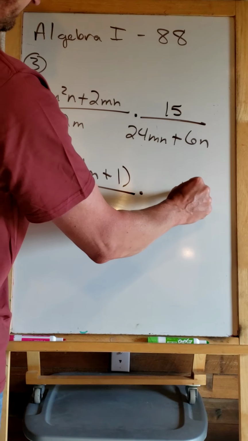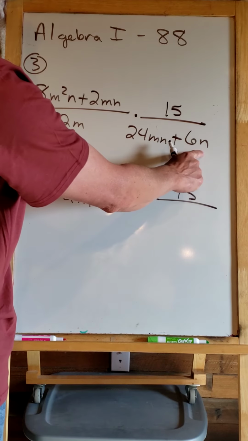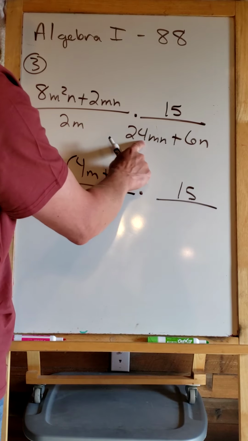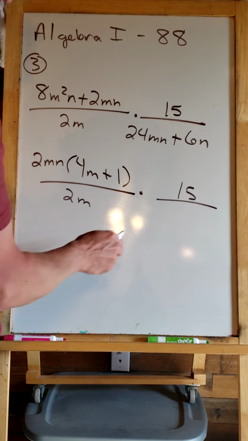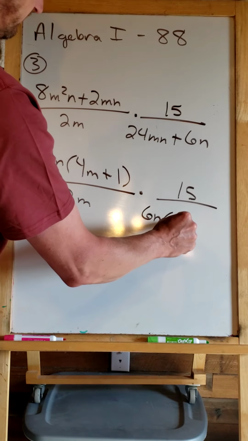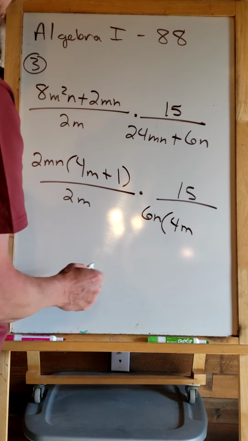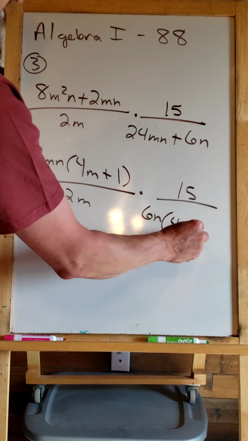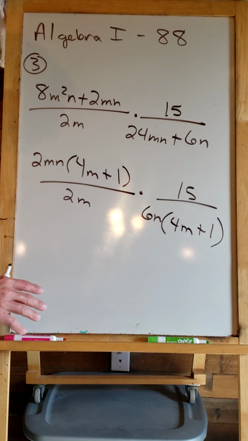Times 15 over here. What can I take out of 24mn and 6n? Well, I can take a 6 out of both of them and an n. So 6n, 24 divided by 6 is 4. n divided by n is 1, which leaves me with m. 6n divided by 6n is 1. Don't forget that. It doesn't just drop off.